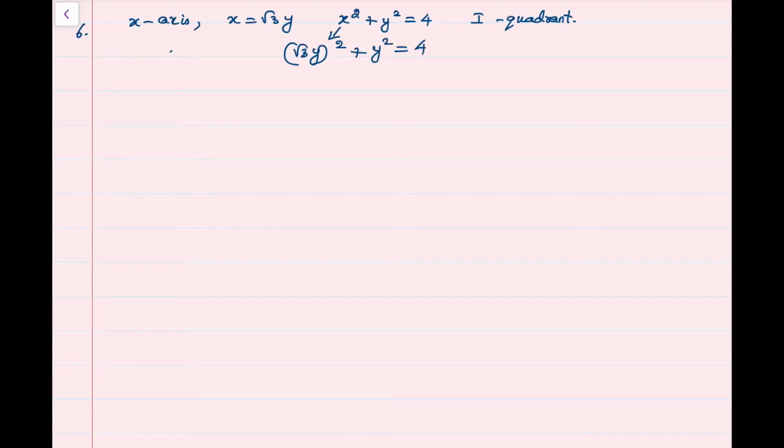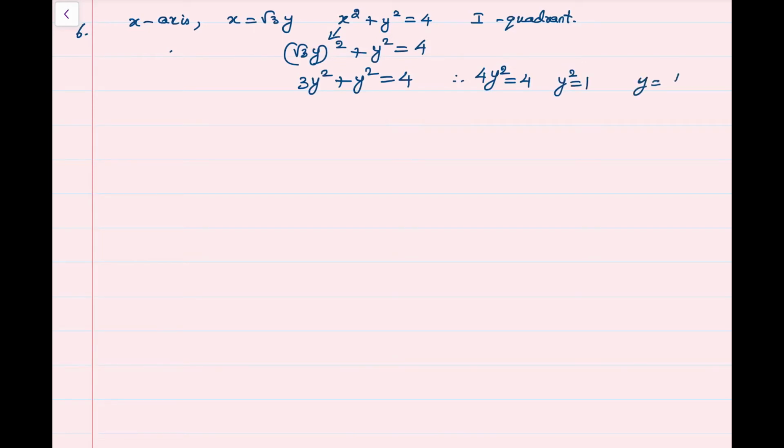Question number 6. Find the area of the region in the first quadrant enclosed by x-axis, the line x is equal to root 3y, and the circle x square plus y square is equal to 4. And the area is in the first quadrant. We will solve these two equations. Let us substitute for x square. Root 3y the whole square plus y square is 4. 3y square plus y square is 4. 4y square is 4. Y square is 1.